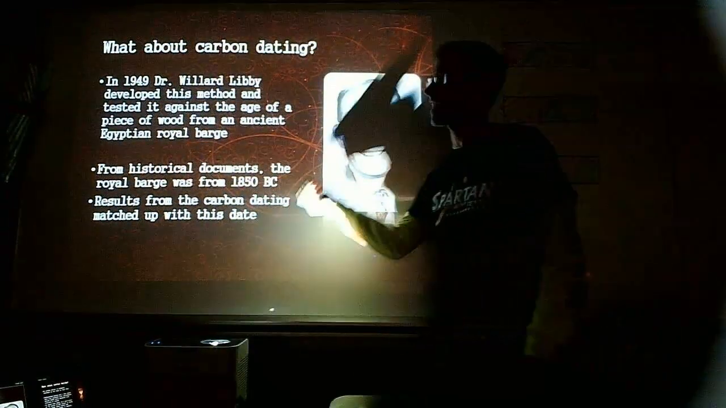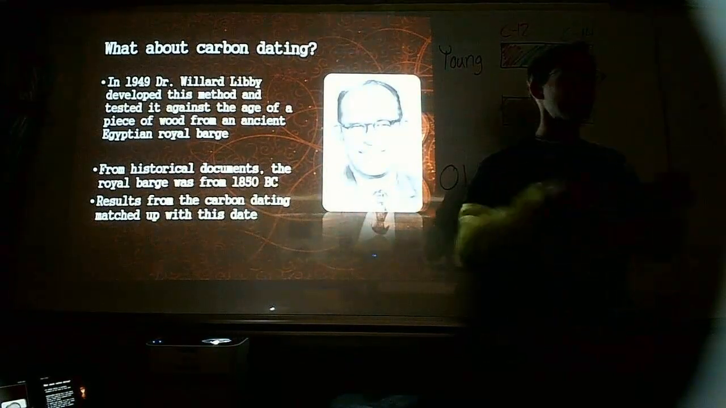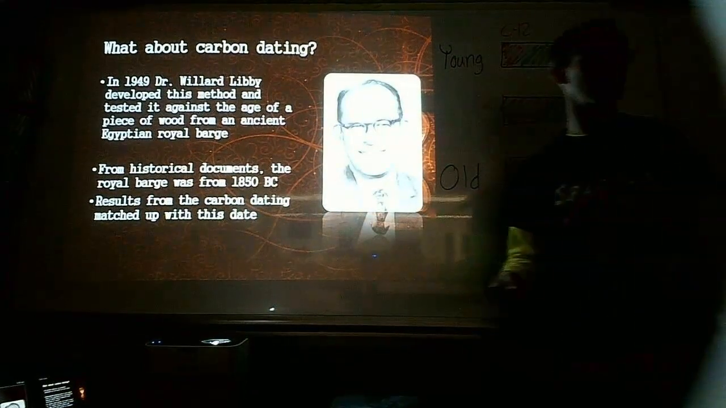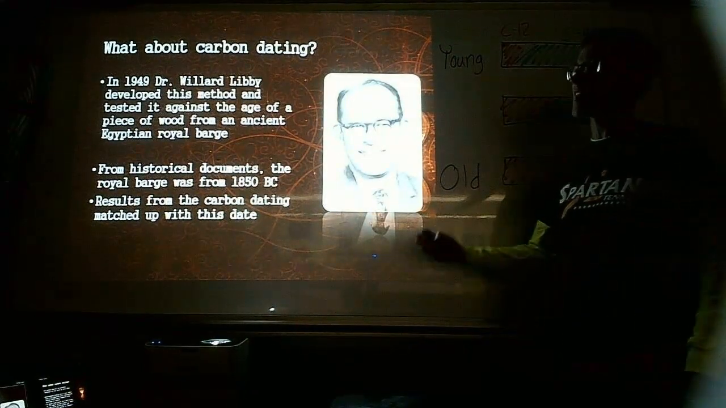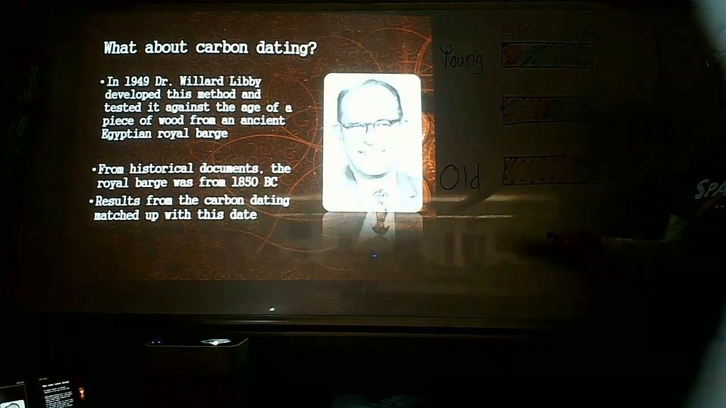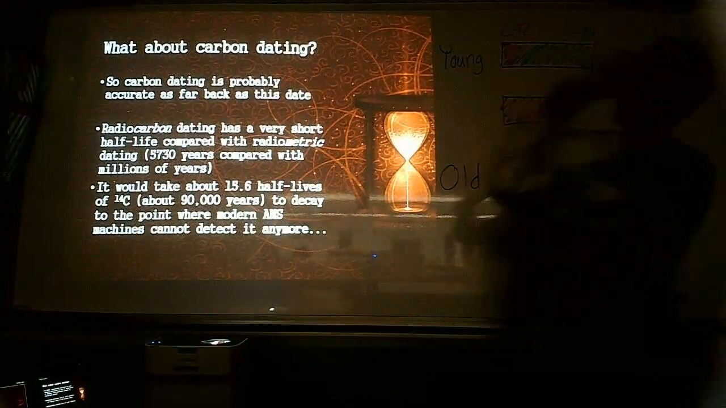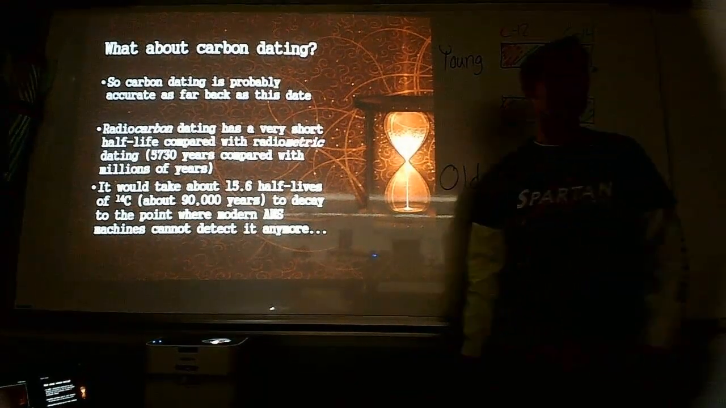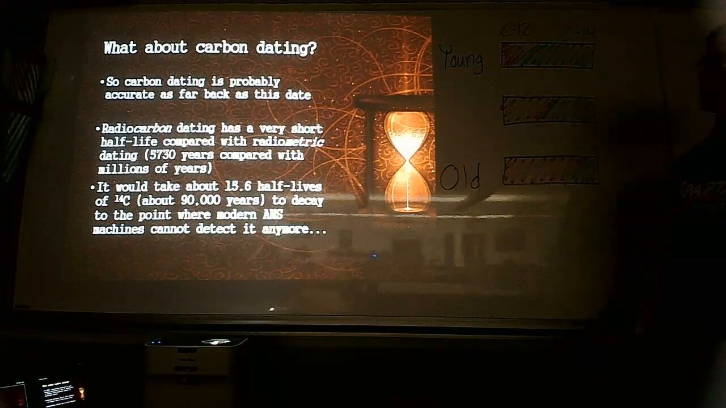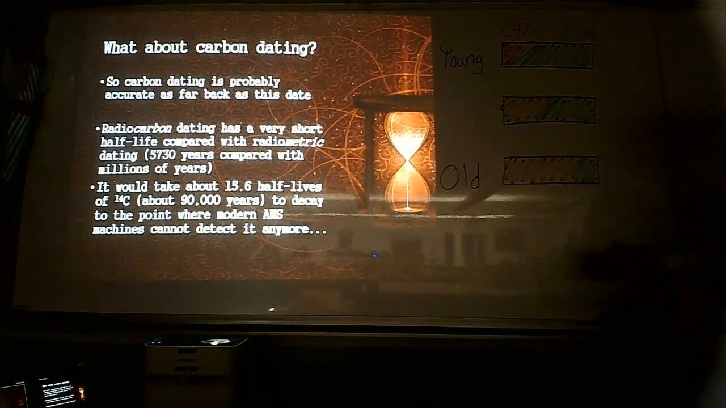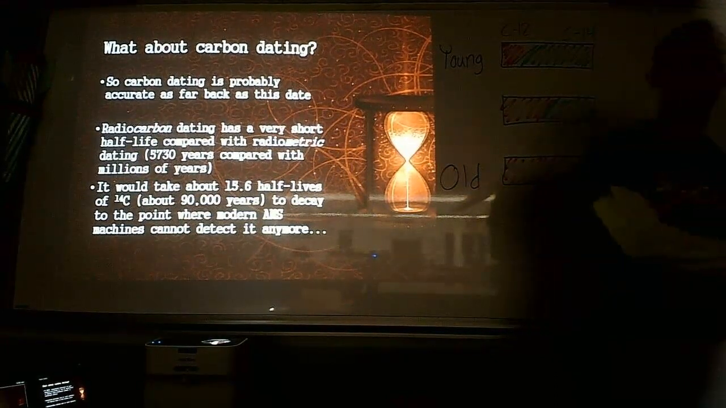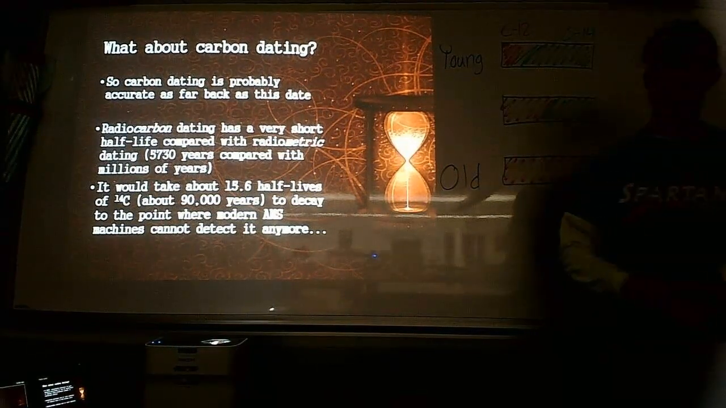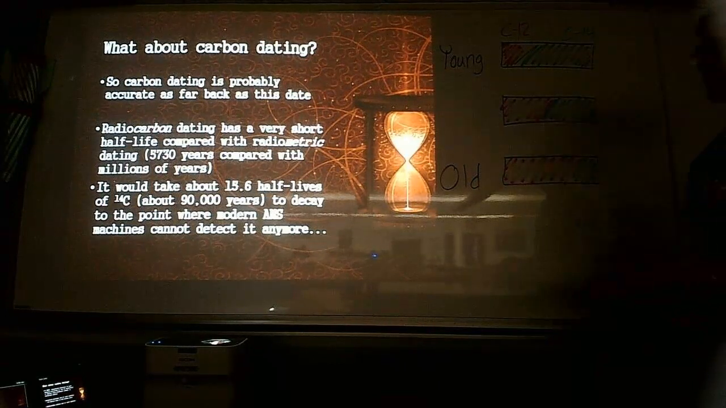And this is good science. This is going back, testing your theory, and seeing if it checks out. This is not something that we've been able to do with those long half-lives that we were talking about, especially yesterday. So what this means is that carbon dating is probably accurate as far back as that date. So that's about 4,000 years ago. So in terms of the reliability of this method, we know that it's reliable back to about 4,000 years ago. That comes to about 500 years after Noah's flood.